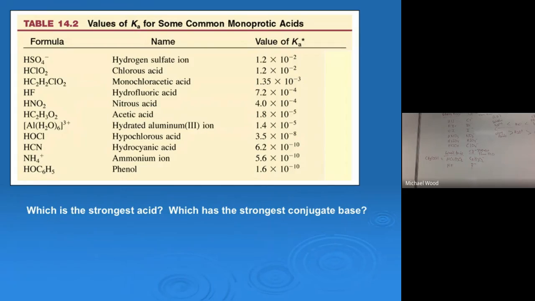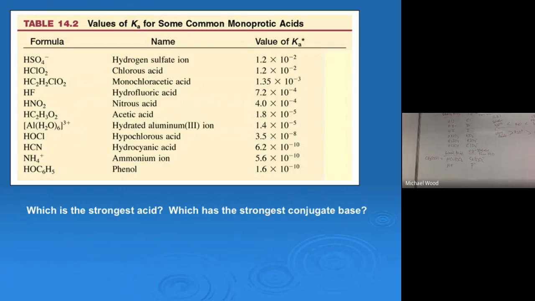When I have these numbers with exponents, the first thing I always look at is the exponents. So -2, -2, -3, -4. -2 is bigger than -3, which is bigger than -4. So actually the answer to this question would be the HSO4 and the HClO2, because they have the highest value for K and they're the same value.